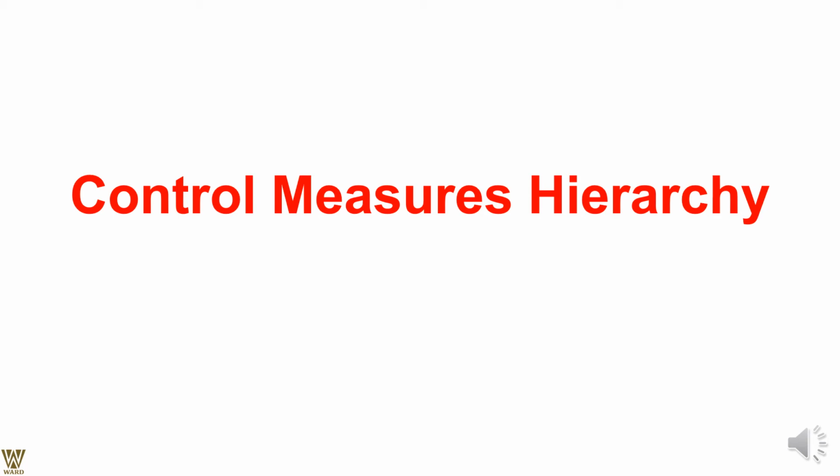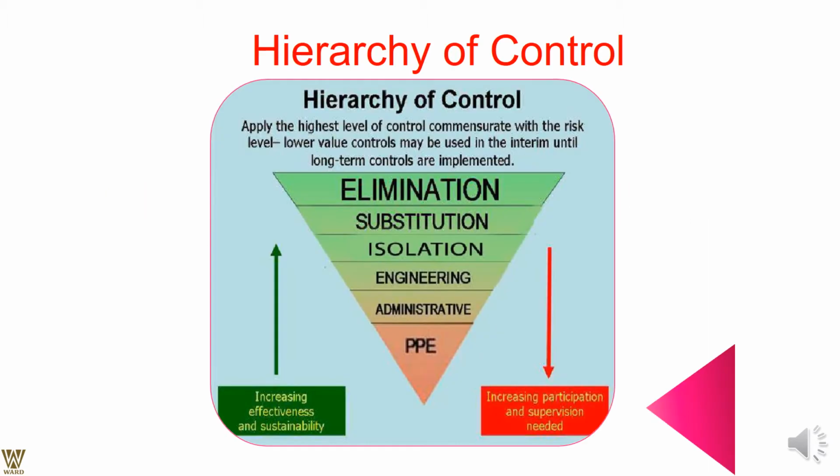Welcome everyone to the topic, control measures hierarchy. We'll talk about the various prioritized steps of the control measures that need to be taken forward. Essentially, there are five steps. Here is the hierarchy of control.